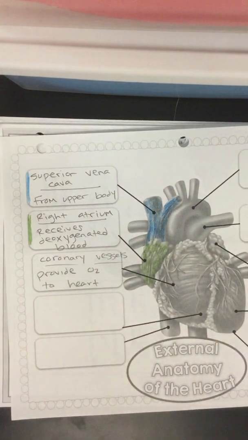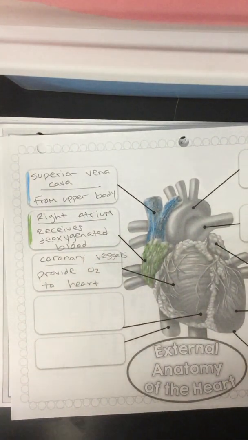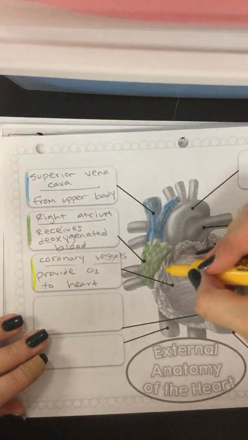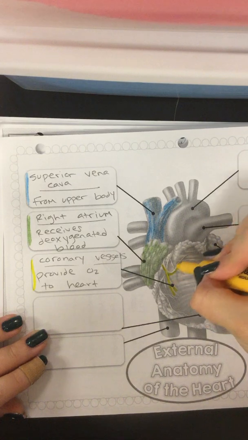These coronary vessels, let's see. Go ahead, I'm just going to use a yellow highlighter. I'll go a little faster. They're on the outside of the heart. It's these guys.